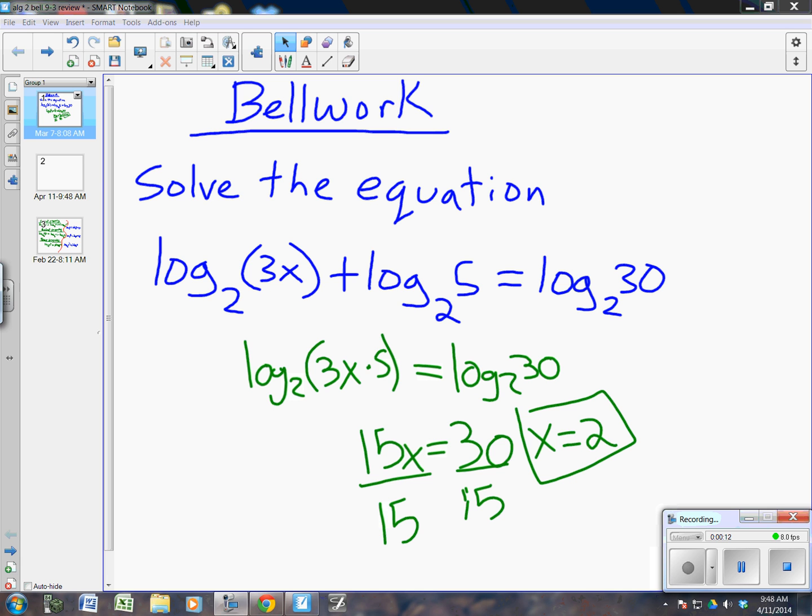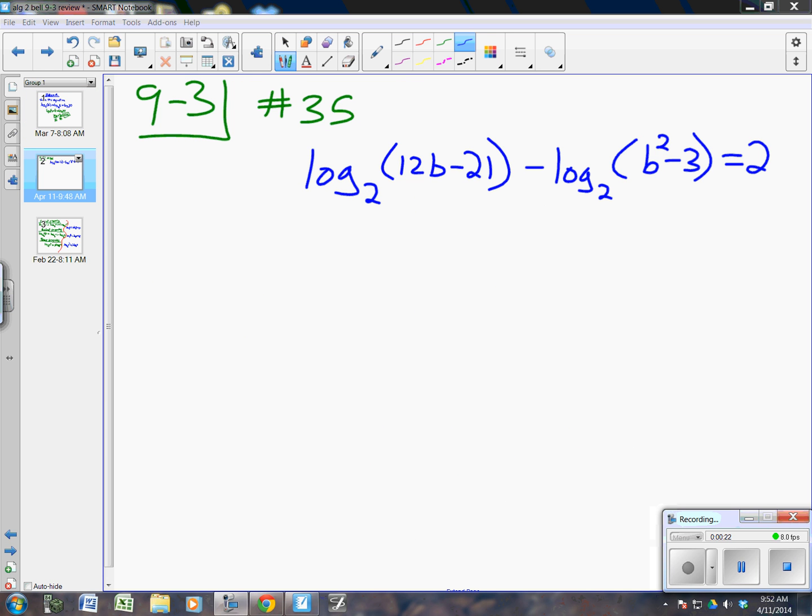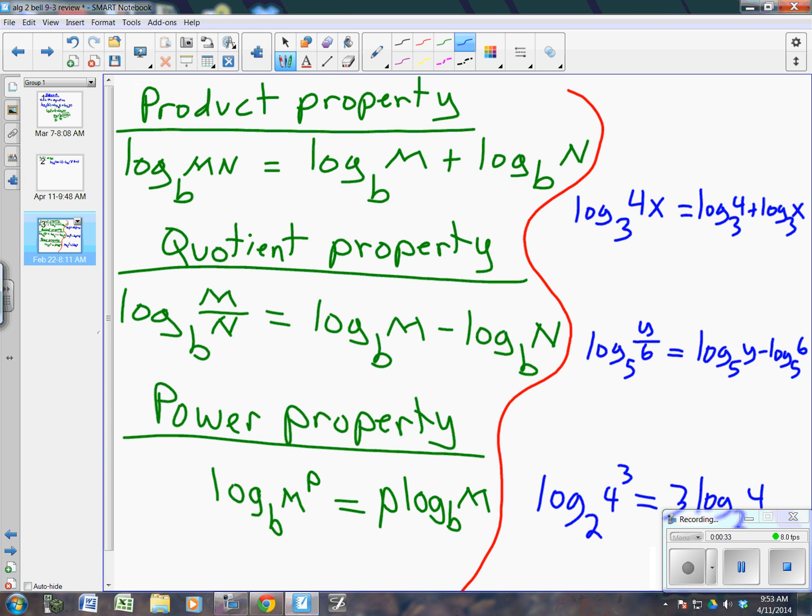Okay, for those of you who are at home, we did a bell work problem. This is it. Carly showed us how to do it. Okay, there's a question on number 35. Looking at this, what property, and by the way, let's just review the properties really quickly.